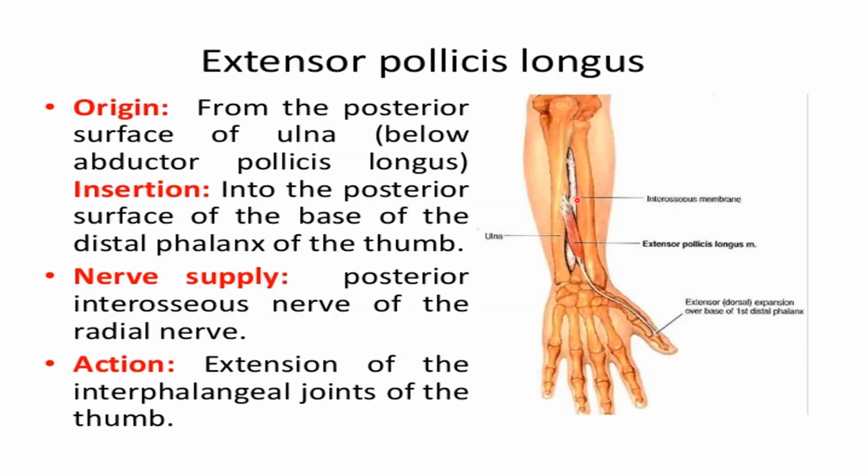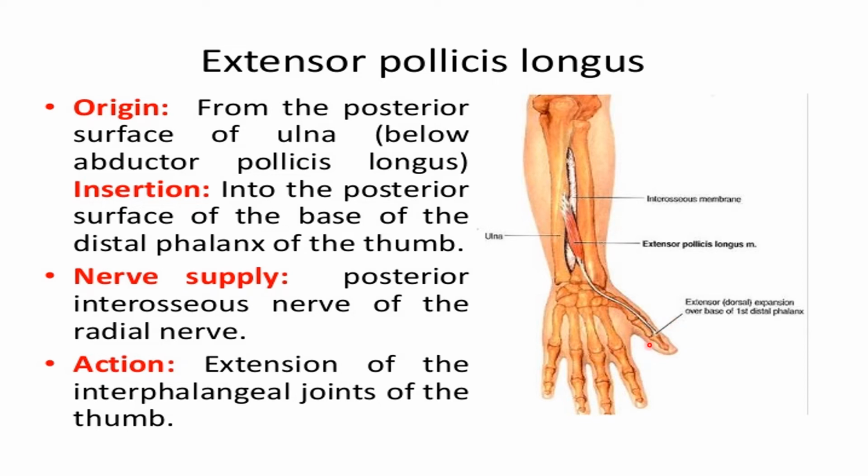So the extensor pollicis longus, as the name indicates, longus means that it has a long tendon. Here you can see it has a long tendon, and pollicis means thumb, so it is attached to the thumb. This extensor pollicis longus causes extension of the interphalangeal joint of the thumb. It originates from the posterior surface of the ulna below the abductor pollicis longus, and it inserts into the posterior surface of the base of the distal phalanx of the thumb.